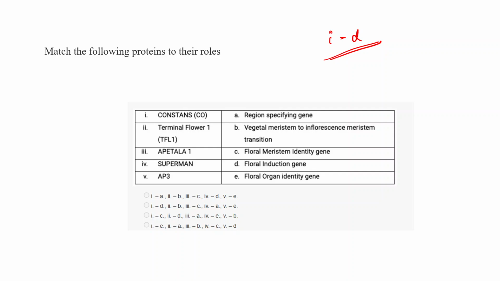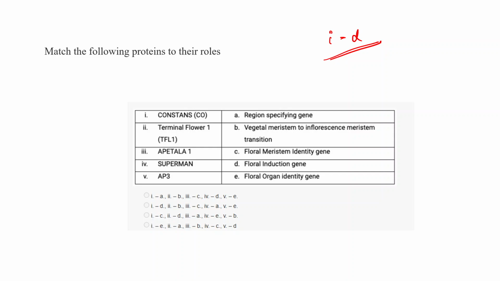It is a region specifying gene. So, this Superman is basically a region specifying gene, and what it does is that it defines the boundary or the regions between stamen and carpels. Okay, this gene defines the boundary between stamens and the carpels. So ultimately, this gene is required in specifying the domains. So it is needed for domain specification.